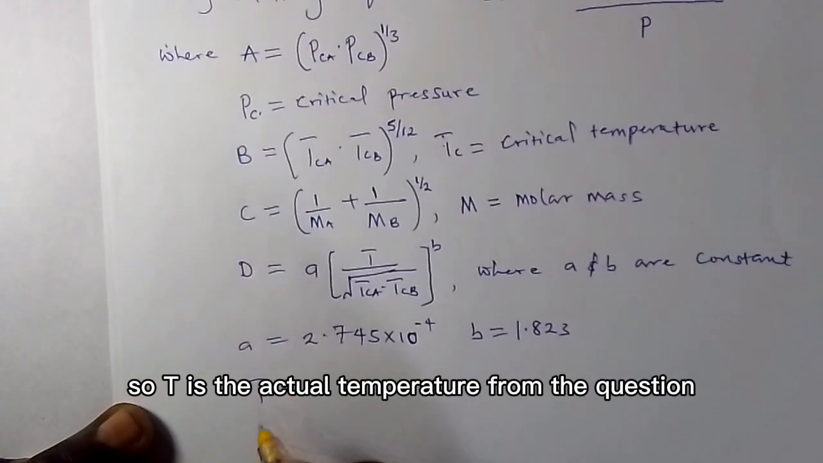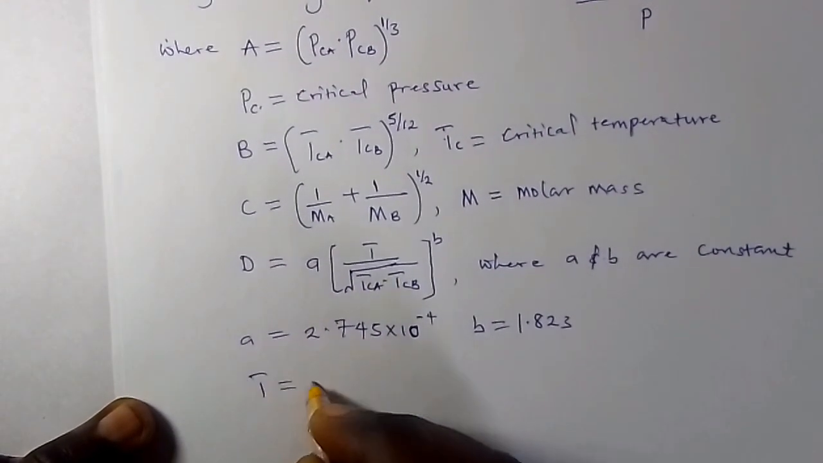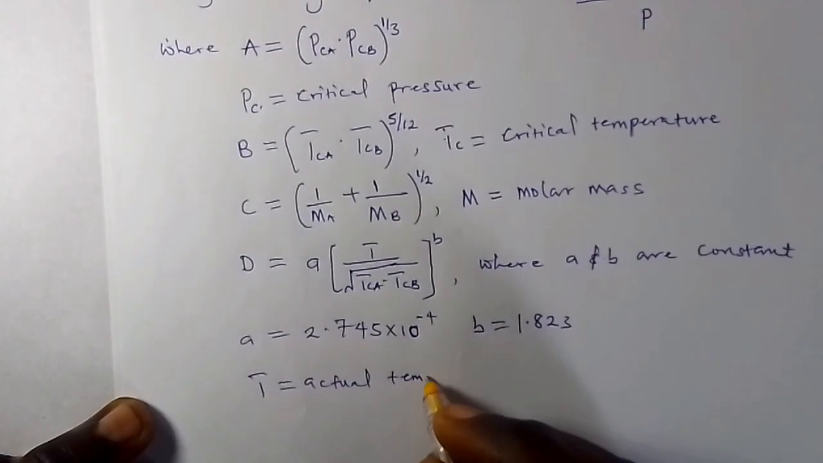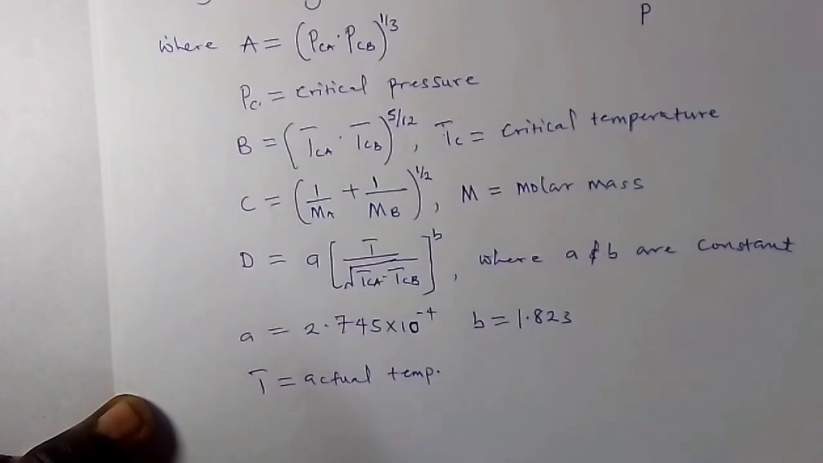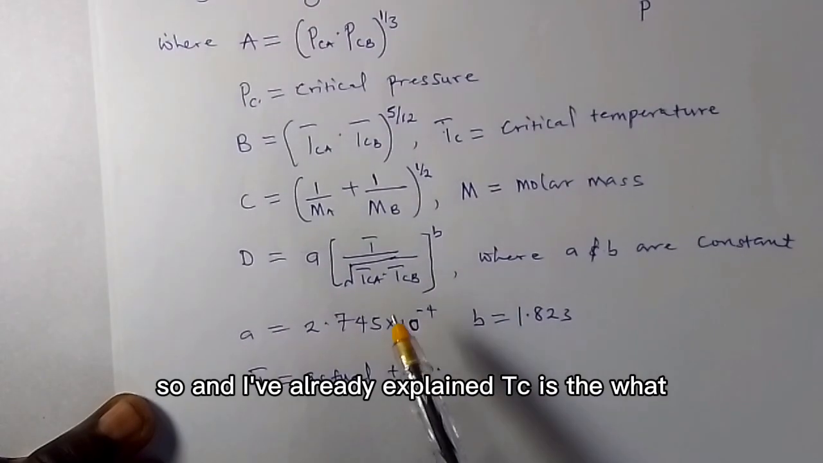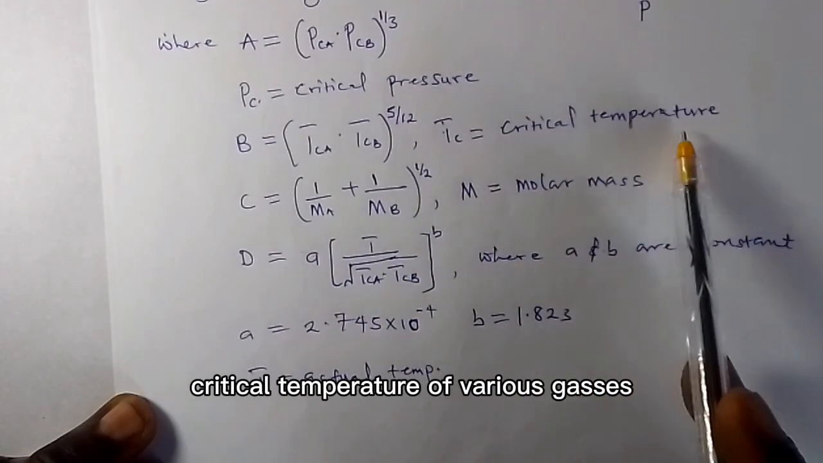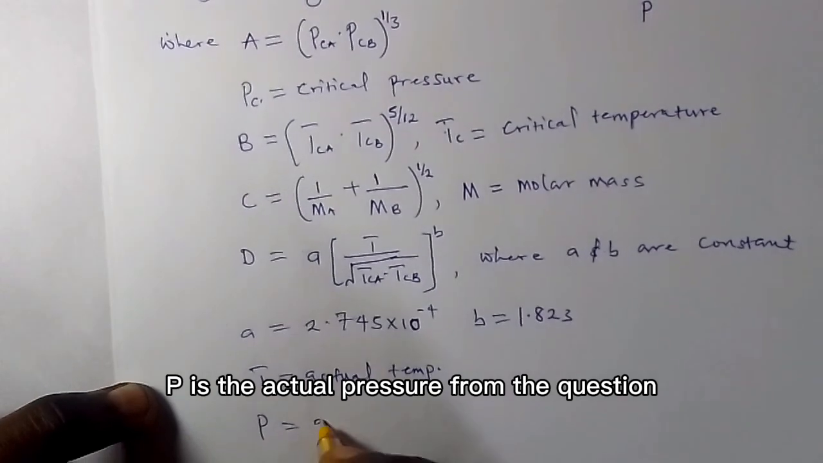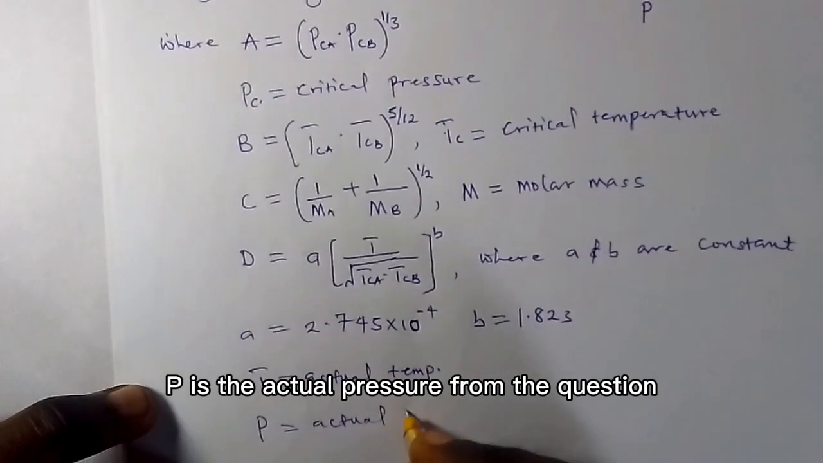T is the actual temperature from the equation, and as I've already explained, TC is the critical temperature of the various gases. P is the actual pressure from the equation.